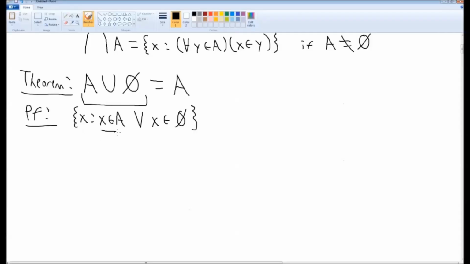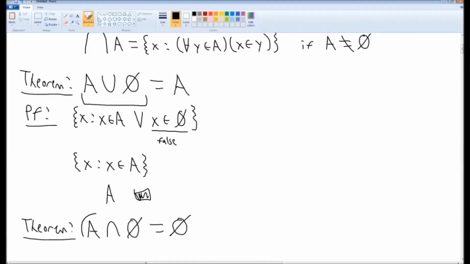But if you're in A or you're in the empty set, well, this part, X is in the empty set, that's always false. So if you have a statement or a false statement, we can just simplify this. This is just the set of X such that X is an element of A. And what is that? It's just A. So there you go.